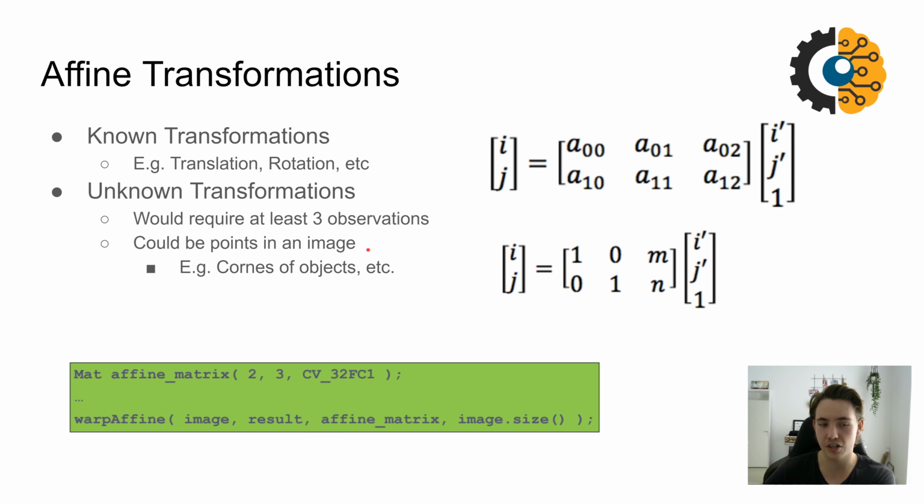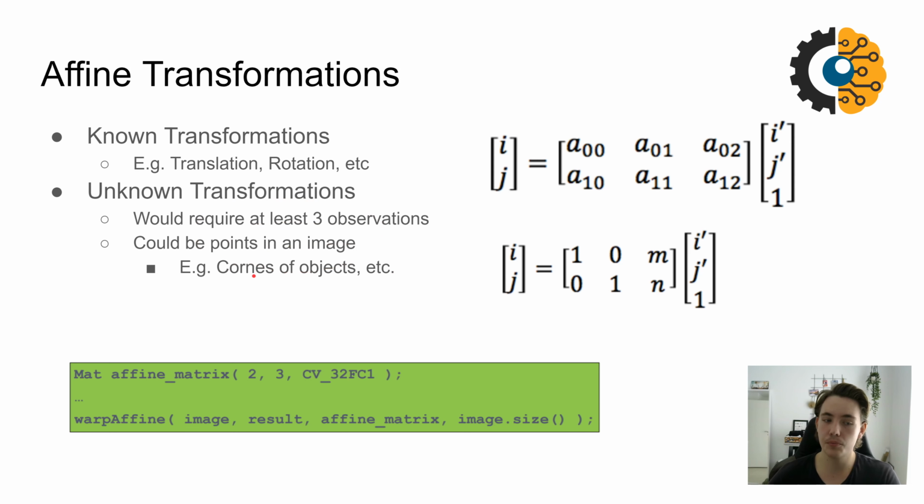We can also have the unknown transformation that I talked about, which will require at least 3 observations. So if we're given an image and we don't know the transformation, we will have to go into that image and give our algorithm or function 3 observations. It could be 3 points that we want to do something with, if we have triangles in our image. Or if we have a square or a rectangle, we could give our function 4 points of that rectangle, and it would use that as a transformation to apply to the image.